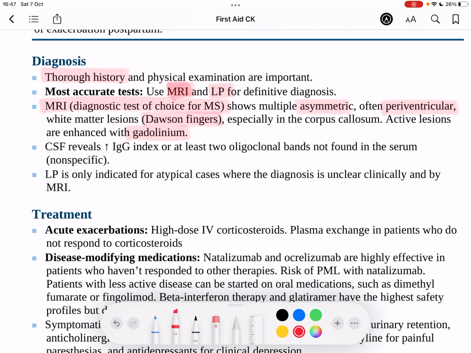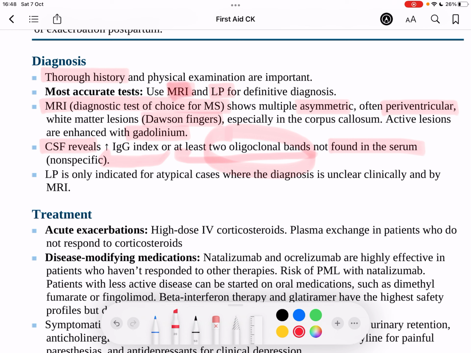One very pathognomonic finding is when you do your lumbar puncture. So you can check the CSF, and the CSF shows an increase in the IgG index, or at least 2 oligoclonal bands, which are sort of measurements of inflammation. But these oligoclonal bands are only found in the CSF, and not in the serum. But this is usually the finding you see in the CSF.